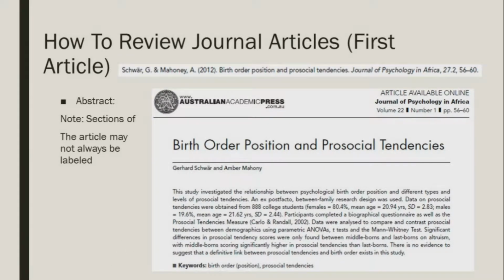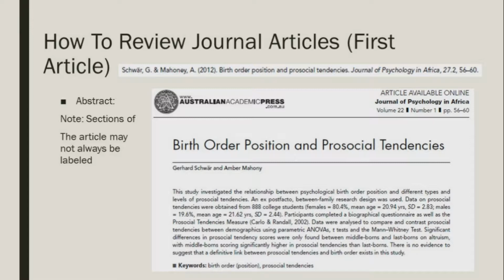For the example journal article in this presentation, we will be using Schwer and Mahoney's 2012 article, Birth Order, Position, and Prosocial Tendencies. The abstract for this study reads like this. This study investigated the relationship between psychological birth order position and different types and levels of prosocial tendencies. An ex post facto between family research design was used. Data on prosocial tendencies were obtained from 888 college students. Participants completed a biographical questionnaire as well as the prosocial tendencies measure.